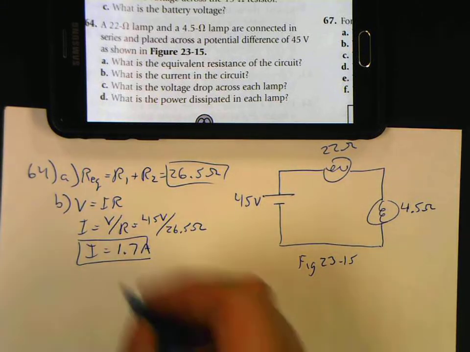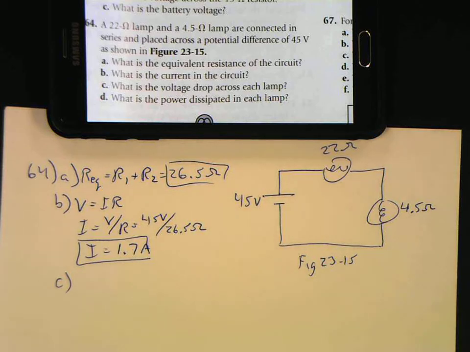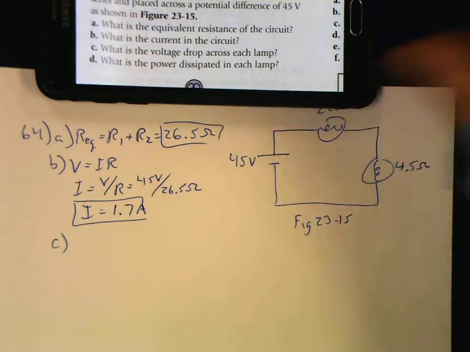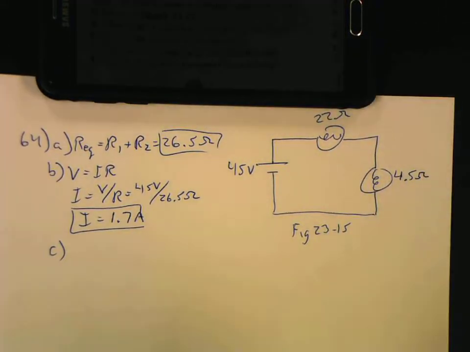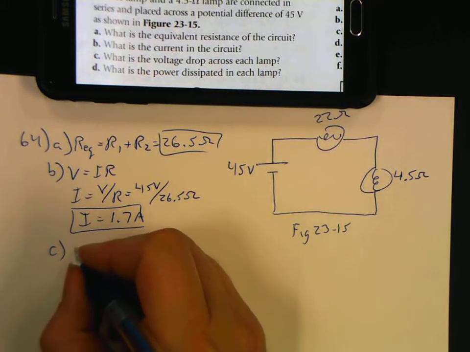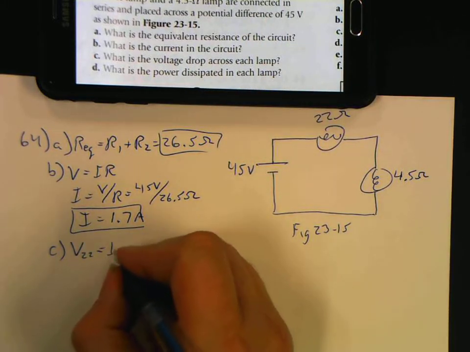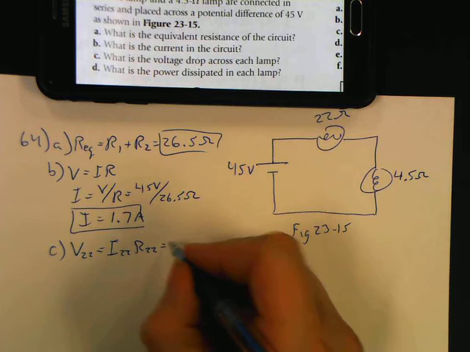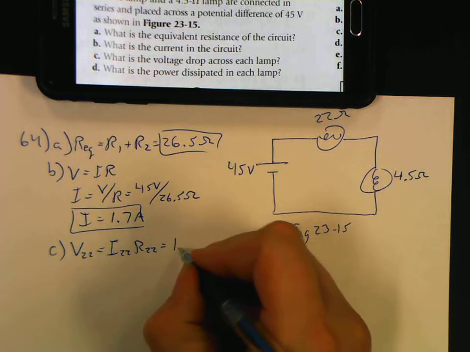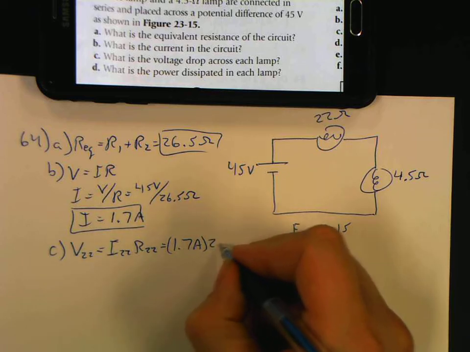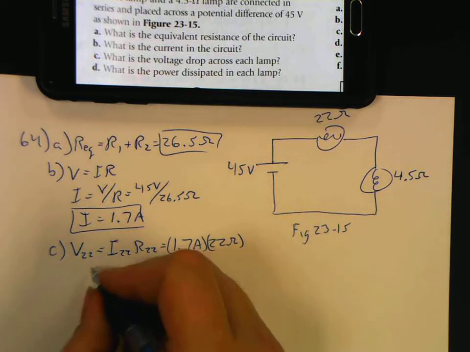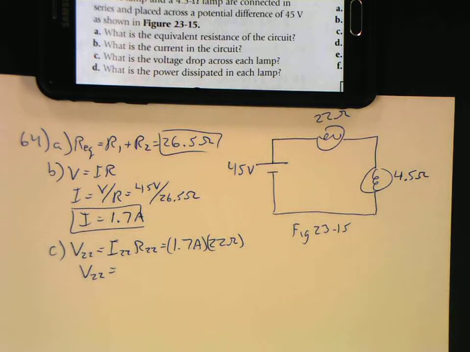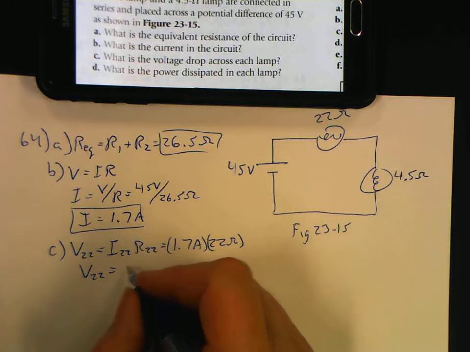For part C, what is the voltage drop across each lamp? If we know the current and we know the resistance of each lamp, we can figure out how much voltage they each use. So the voltage used by the 22 ohm resistor is equal to the current going through the 22 ohm resistor multiplied by the 22 ohm resistor's value. And so that is 1.7 amps multiplied by 22 ohms. So the voltage consumption of the first light bulb is 1.7 times 22, 37.4 volts.